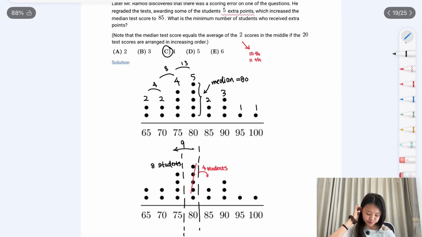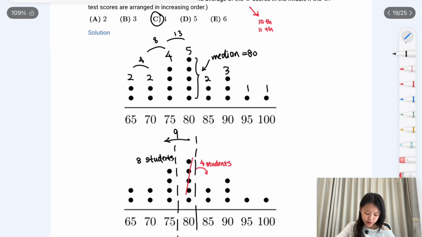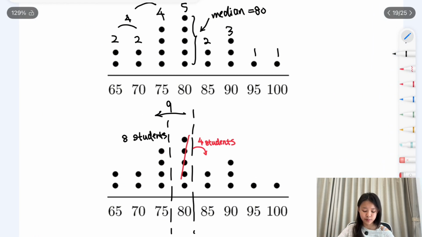So basically, for this problem, you just need to understand the definition of a median and then apply that to the situation and find, okay, so how many students need to be within 80 points and how many students need to be within 85 points, and so on.